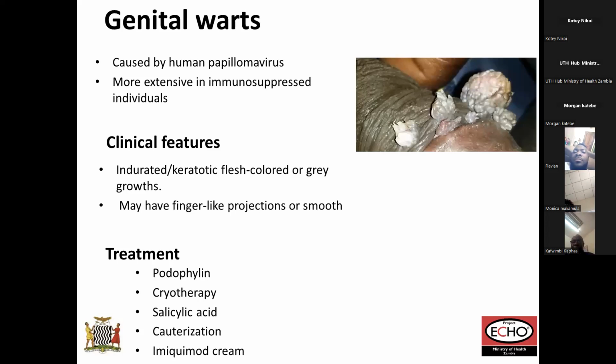Treatment: you can use podophyllin, or cryotherapy where we freeze the growth. Salicylic acid is a keratolytic agent that can also clear it, and then you can also cauterize or remove them. There are different methods that can be used to deal with them. Or imiquimod can be applied. Imiquimod stimulates an immune response against the human papillomavirus, and hence that leads to resolution of the lesions.